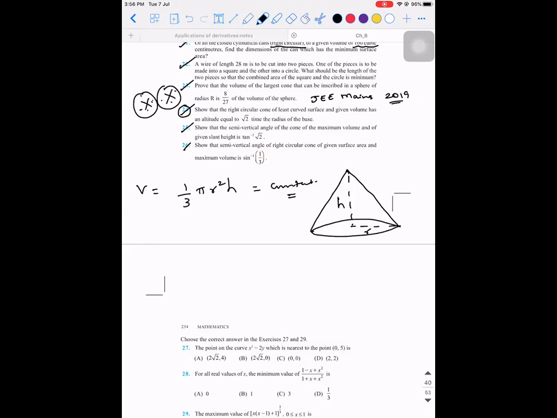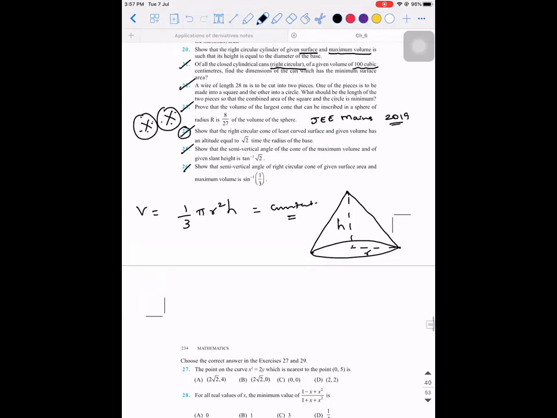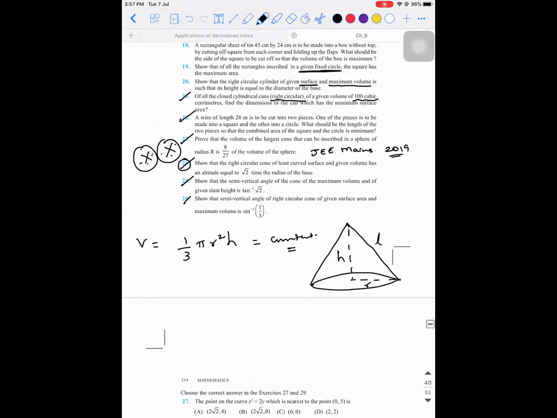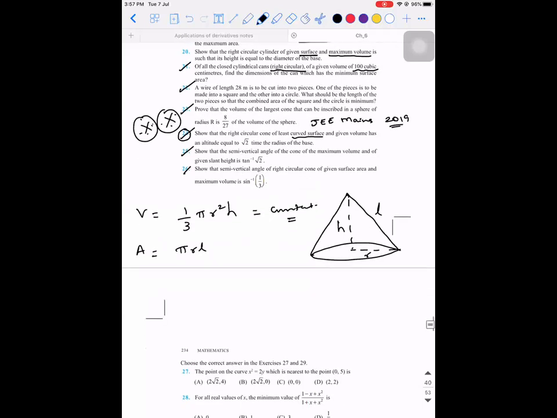So what is the curved surface area of a cone? Pi rl. Is it all? Pi rl into l plus r, that is the total, no? CSA is pi rl. Yeah, it is pi rl, right? So here the slant height is L. They've asked curved surface area only, no? So the curved surface area is pi rl.